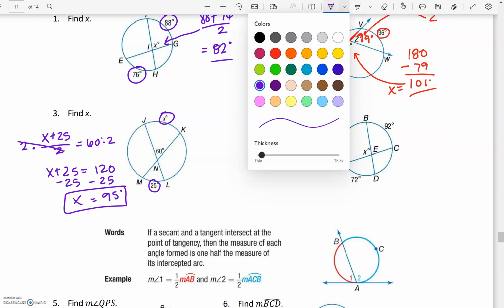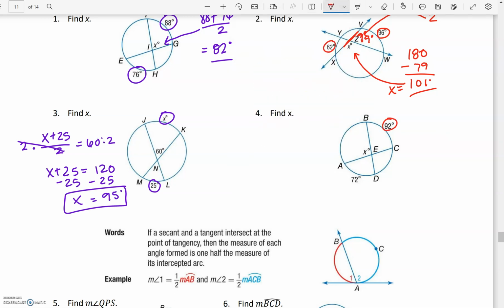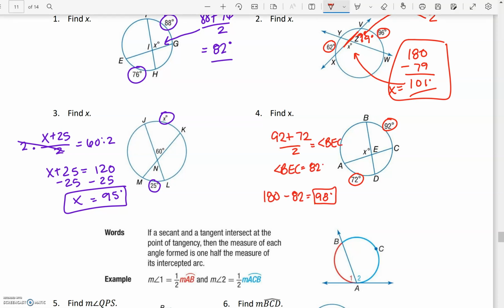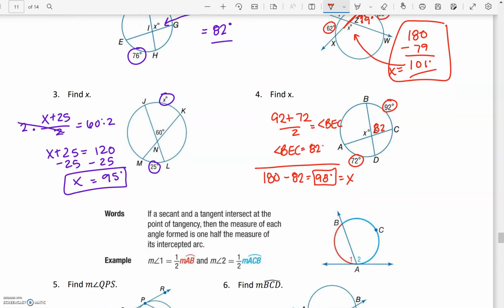I want you to go ahead and do this last example. You're going to add up the two arcs and divide by 2 to get BEC, this angle right here, and then you're going to do what we did up here to find the one next to it. So that angle BEC is 82 degrees, and we add 92 and 72 and divide by 2. If that one's 82, then we do 180 minus the 82 to figure out what X is, which would be 98 degrees.